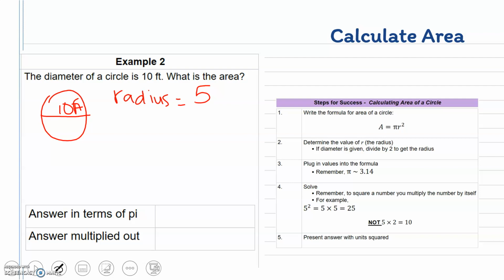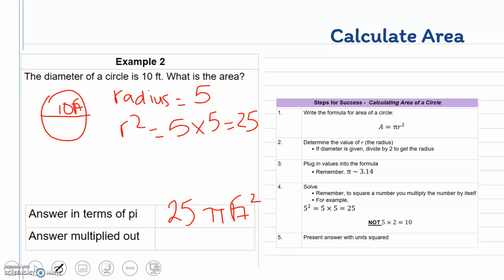So 5 squared, because it's radius squared, will be 5 times 5 and give me 25. So my answer in terms of pi will be 25 pi feet squared. If I want to multiply this out, I will take my 25 times 3.14, which will give me 78.5 feet squared.